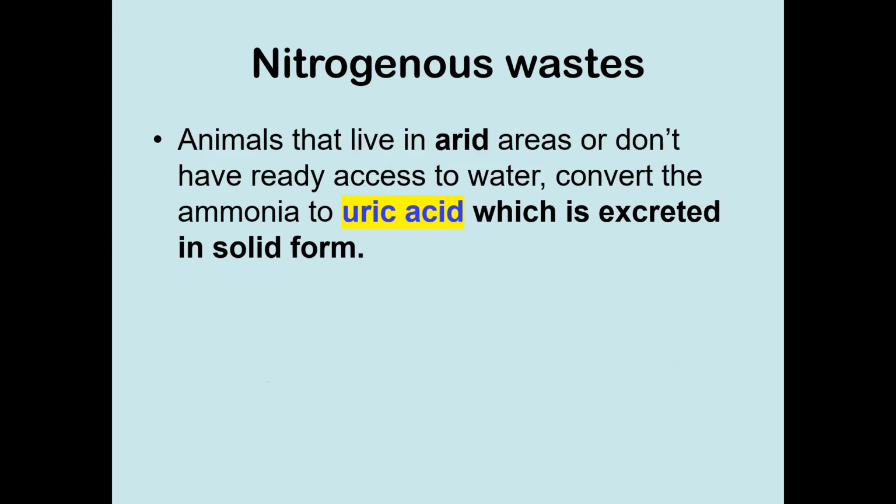If you've ever seen, for example, fly droppings, the tiny little black spots, they are uric acid. They're solid. All insects are like that.